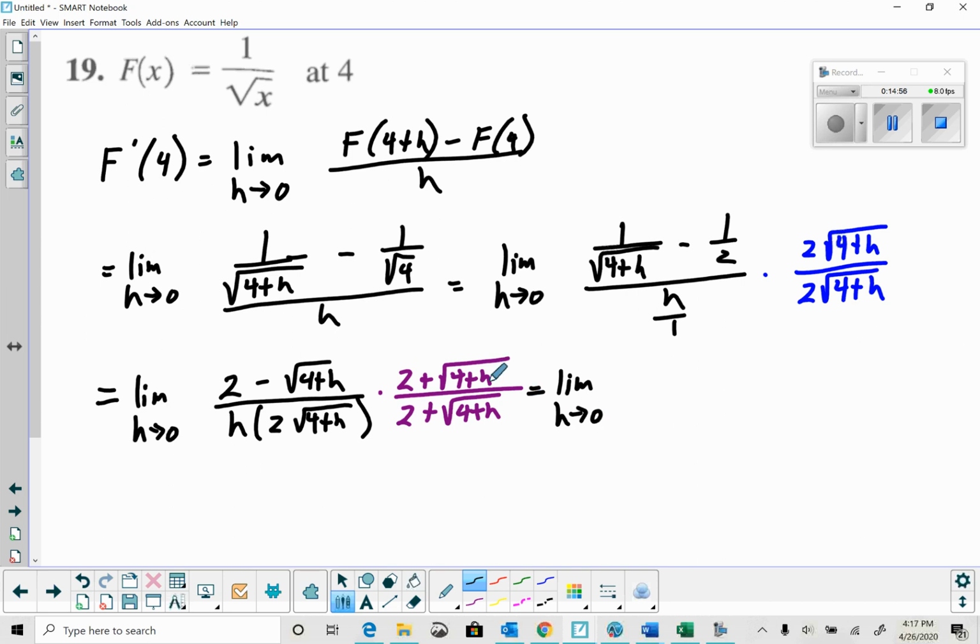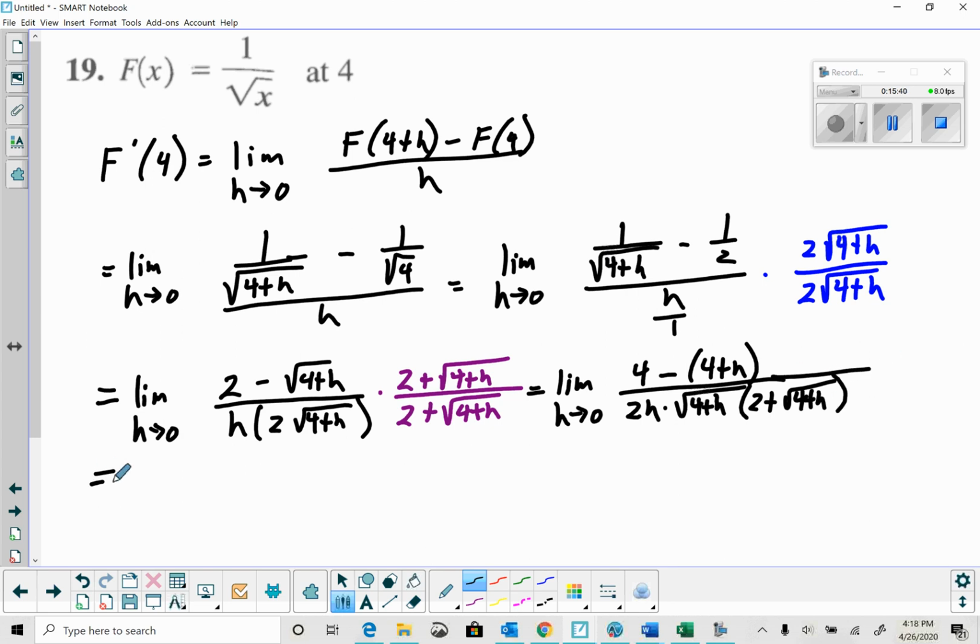And again, the idea of multiplying by the conjugate here, getting rid of the square root from the numerator, 2 times 2 will give us 4, minus square root of 4 plus h times square root of 4 plus h will be minus 4 plus h. And this entire mess here of a denominator, let's see here, I guess I could call that 2h times square root of 4 plus h times the quantity 2 plus square root of 4 plus h.